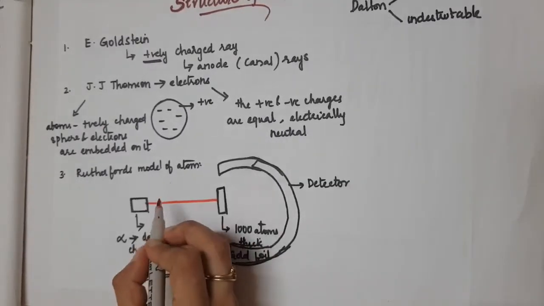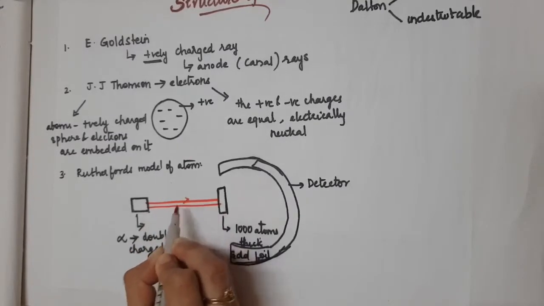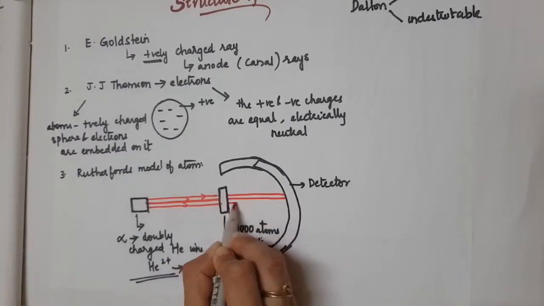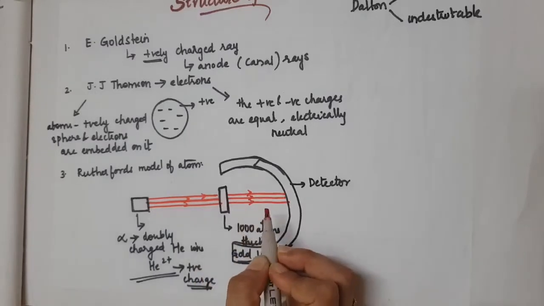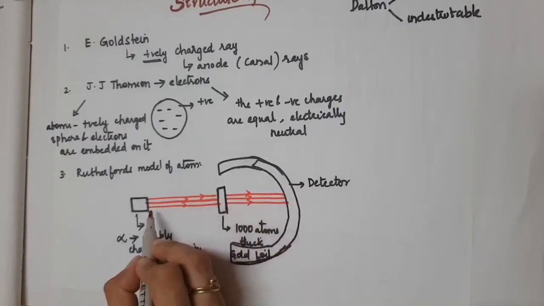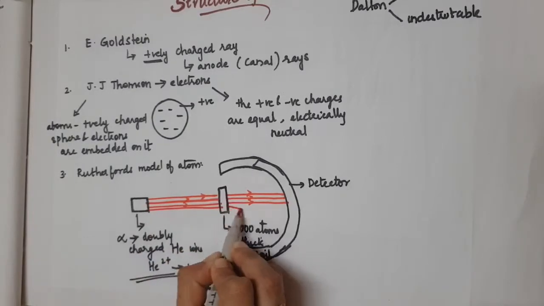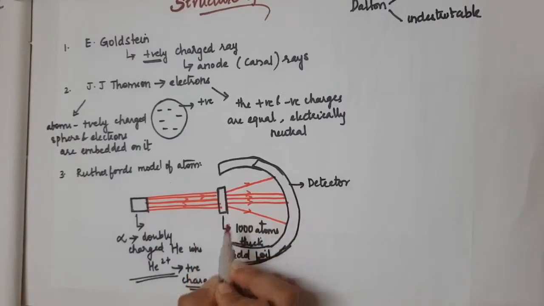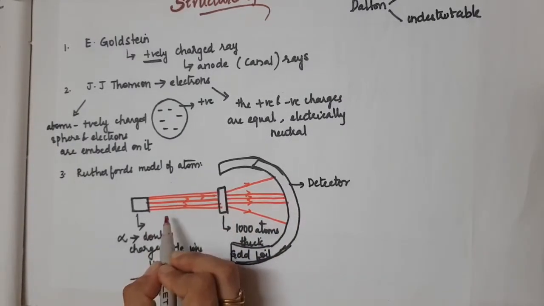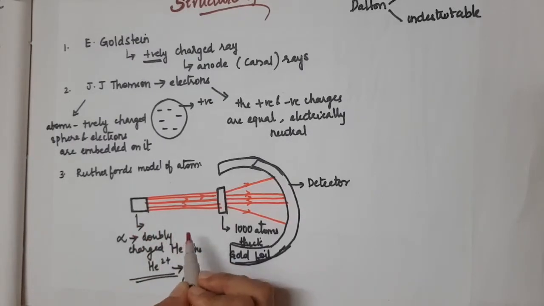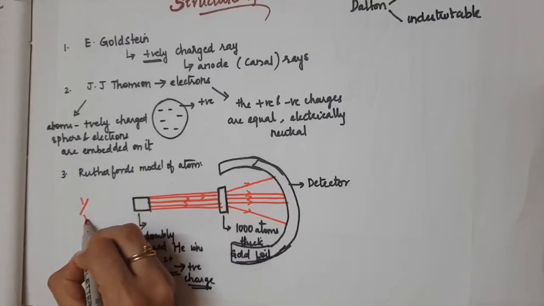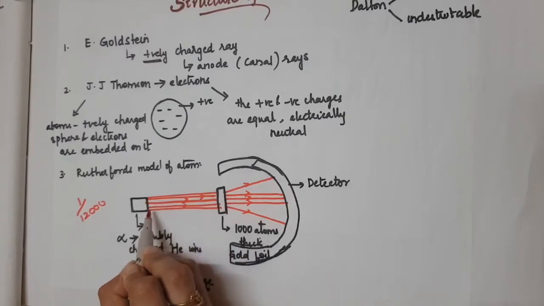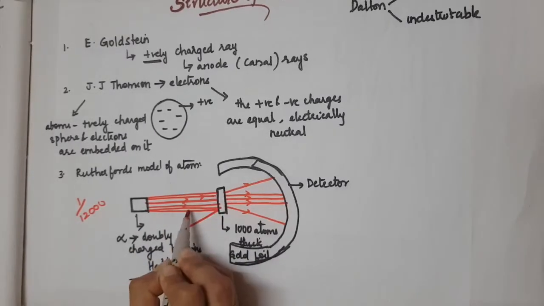Rutherford found that most of these alpha particles went straight through the gold foil. There wasn't any difference at all. Very few particles were deflected in small angles. And then the third observation he made was that a very small fraction, 1 out of 12,000 particles, rebounded, that is, took a U-turn and bounced back.